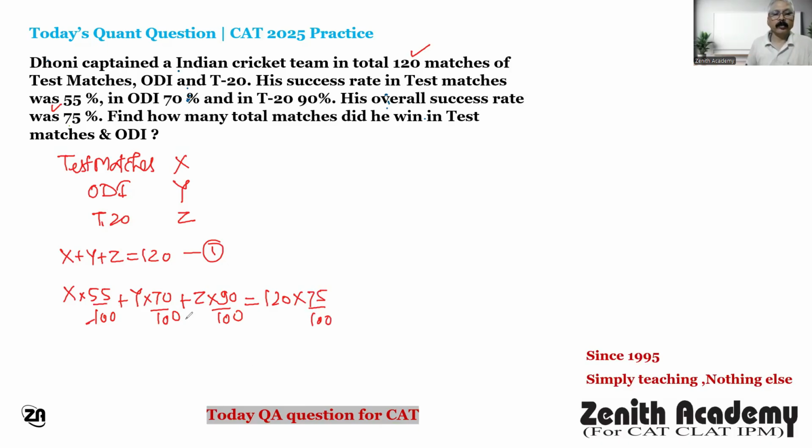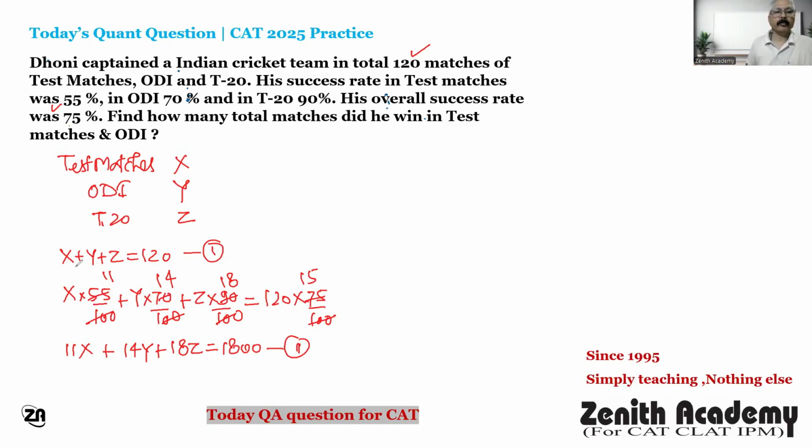Right? We cancel this out, and here 5 into 11, 5 into 14, 5 into 18, 5 into 15. So this is 11x plus 14y plus 18z, and this is 1500 and this is 1800. This is equation number 2.